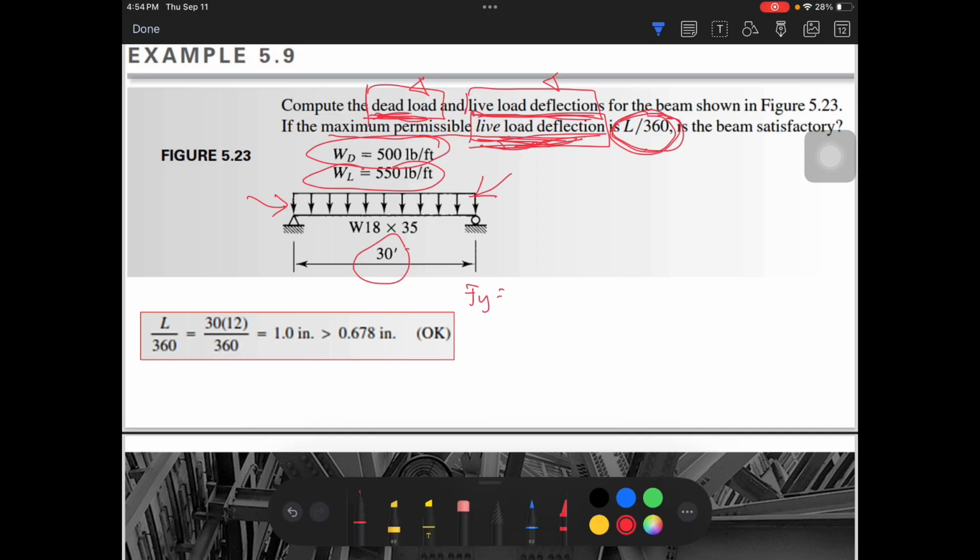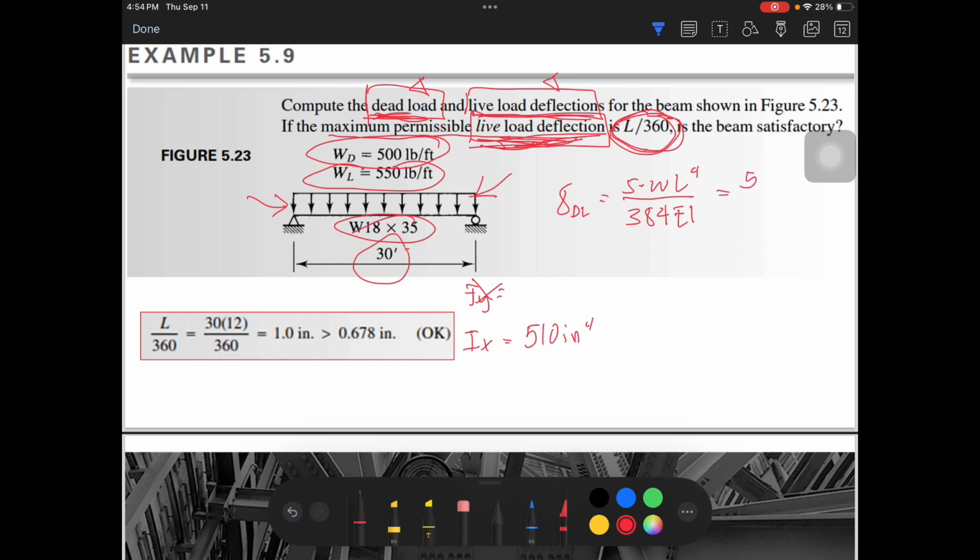So, our deflection for dead load is 5 times WL raised to 4 over 384 EI. For the I, we don't need Fy. Our Ix for this beam is 510 inch raised to 4. Substitute natin.